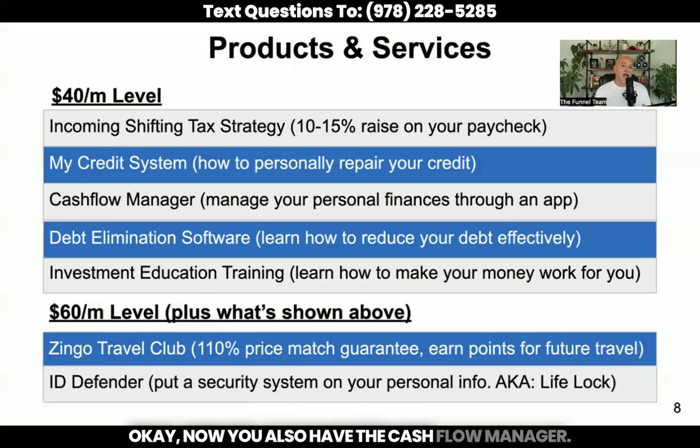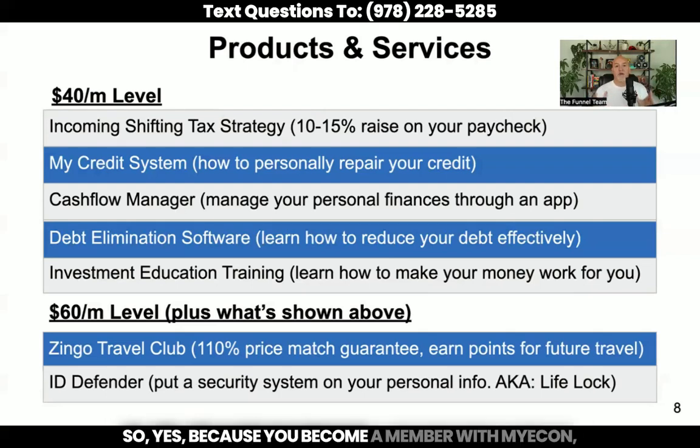Now, you also have the Cash Flow Manager. This is an app that you can utilize on your phone that's going to help you record all of your transactions that you use for your business. Every time you do something that's for your business, as an example, if you're talking about your business out at a lunch event, now that becomes a business event, and that can be written off as a tax deduction.